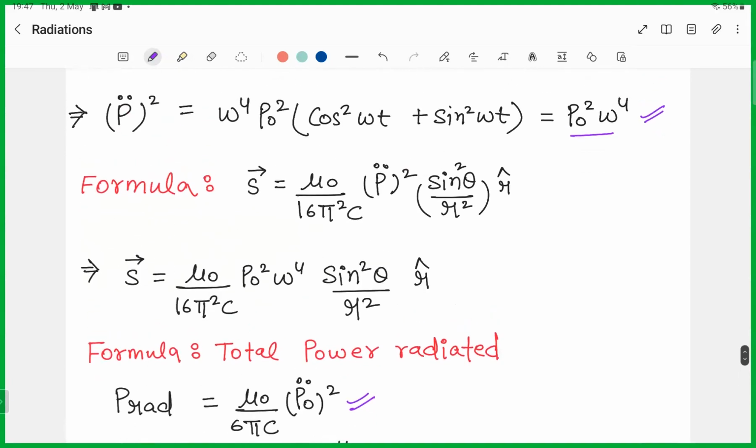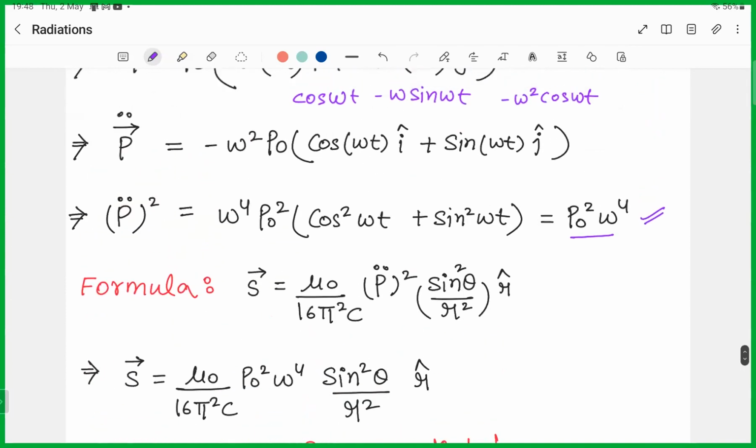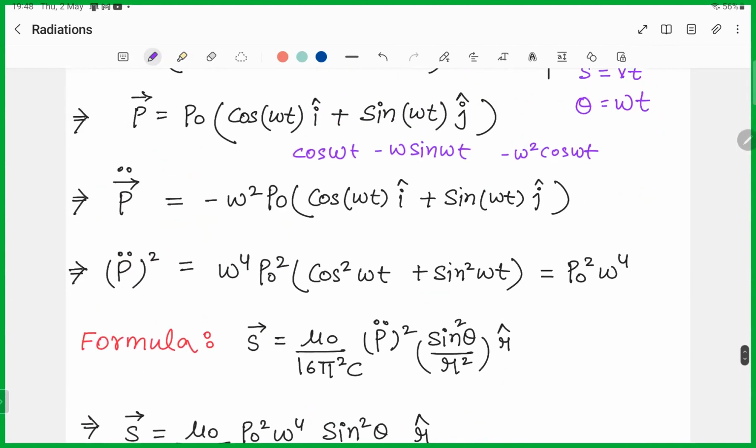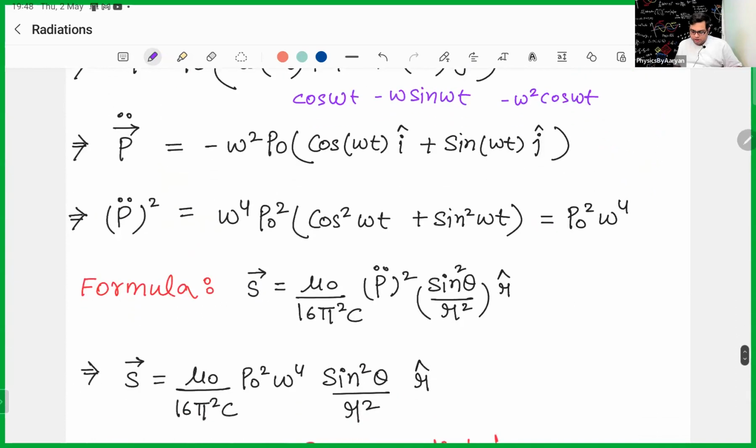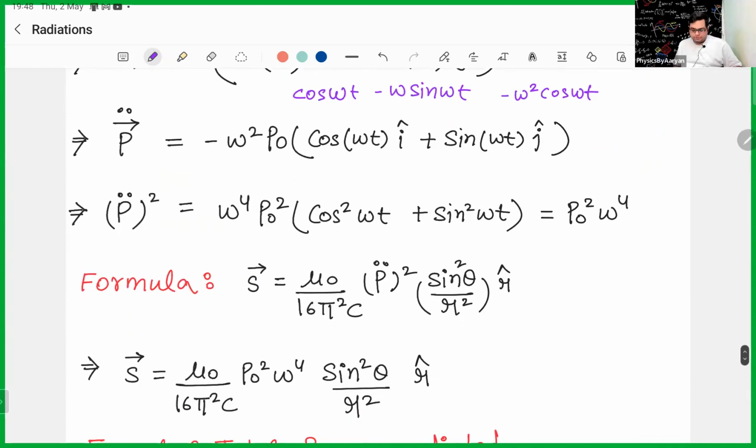Sir, could you repeat what is the difference between radiation and EM waves? Okay, so in radiation, your energy is being carried out. But for an EM wave, there is no such restriction. It could be carried out, but there is no such restriction. For example, time varying electric field, time varying magnetic field.